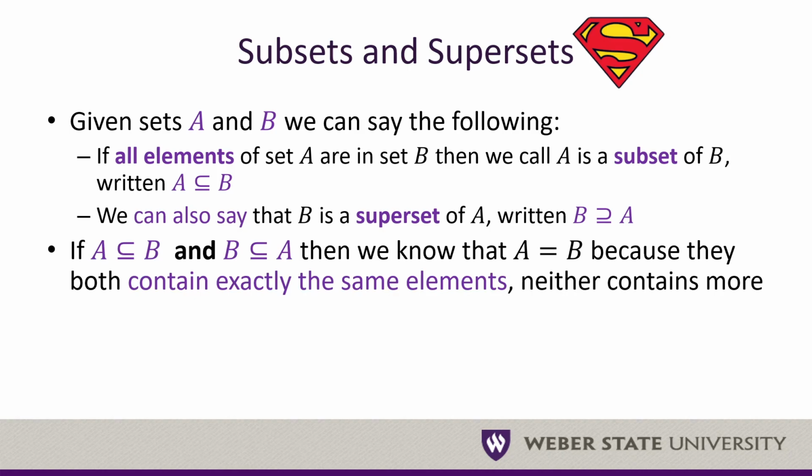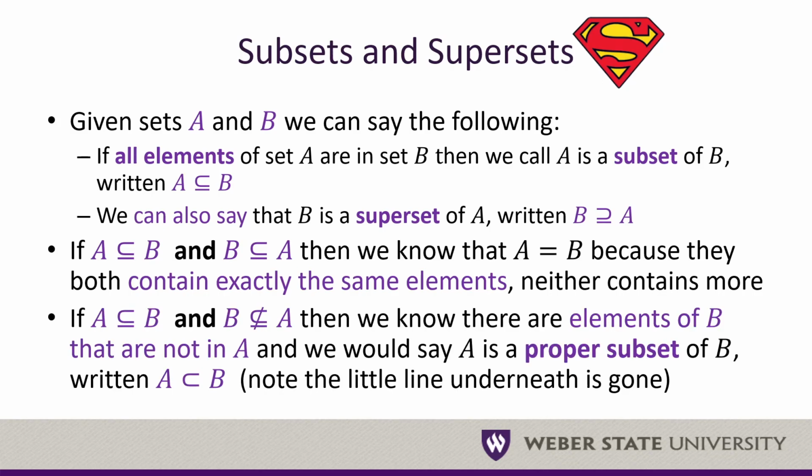If we have an instance where A is a subset of B and B is a subset of A, then the only thing that can make that happen is when this line that says that they potentially have the same elements is true. So in that case, they would have exactly the same sets. Neither contains more elements than the other one.